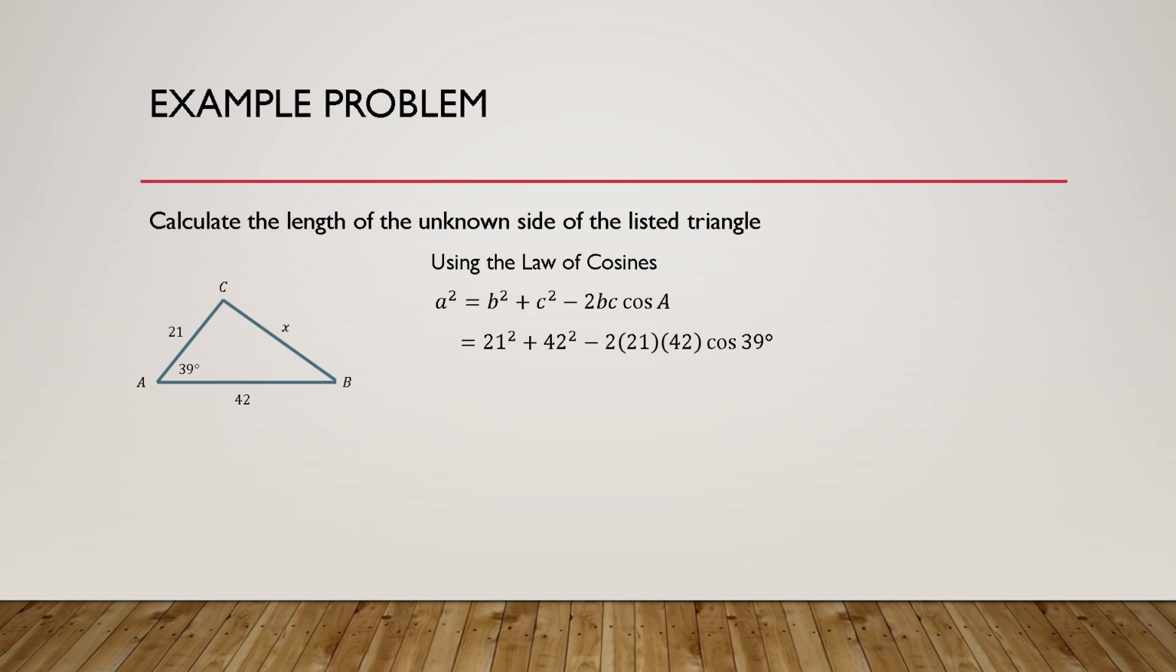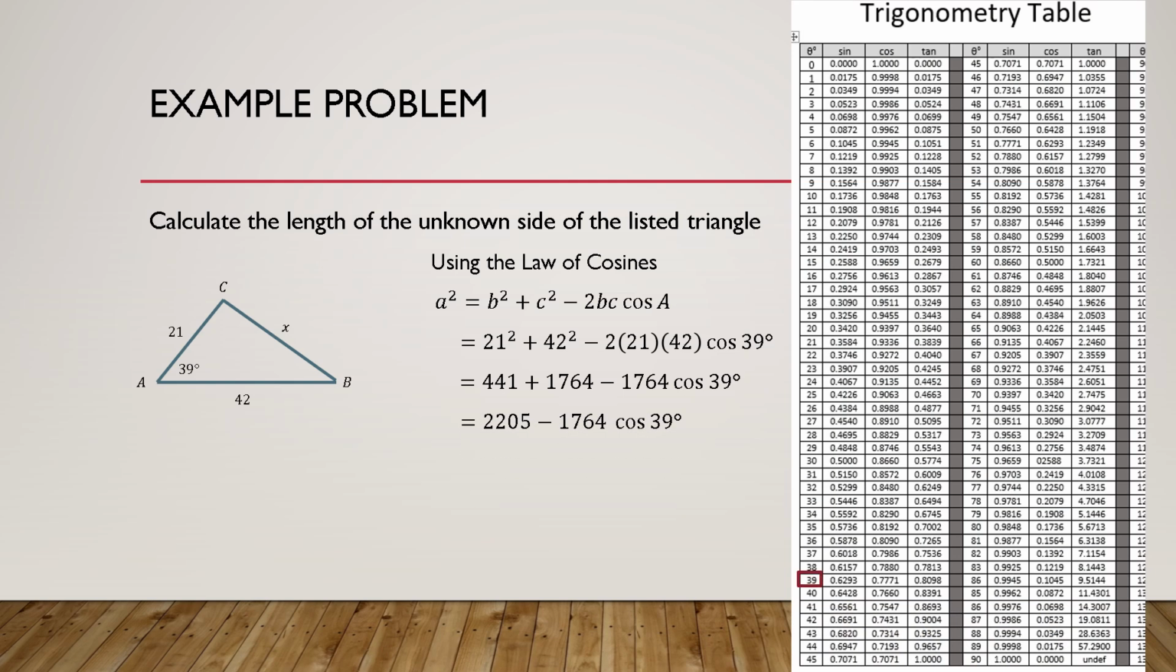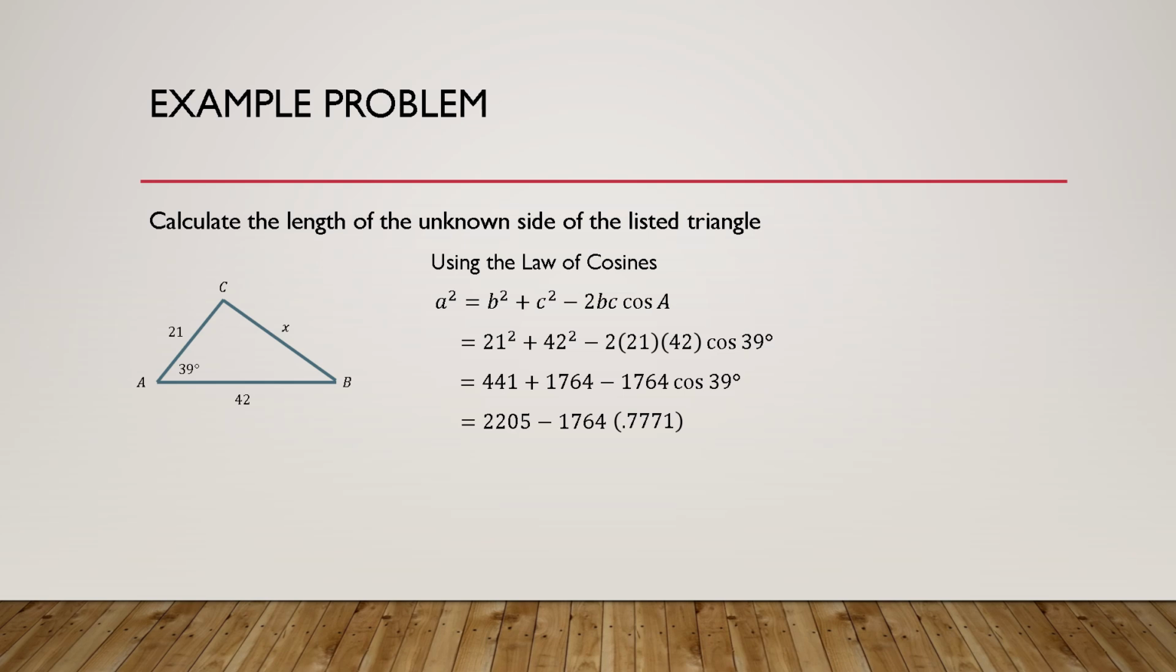Take the squares of the two side values and multiply 2 times 21 times 42. Add 441 to 1764 to get 2205. We reference our trigonometry table to find cosine 39 degrees equals approximately 0.7771. 1764 times 0.7771 is 1371. 2205 minus 1371 equals 834. Remember, the law of cosines starts with a squared, so take the square root of both sides, and we find a is approximately equal to 28.9 units.